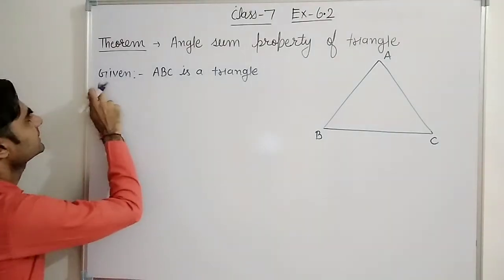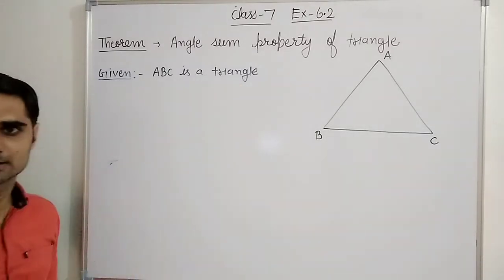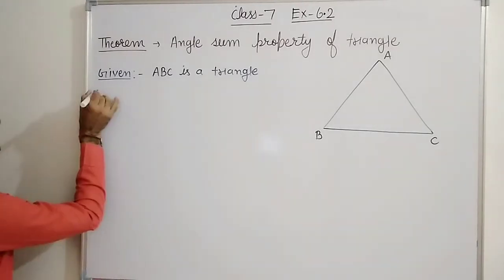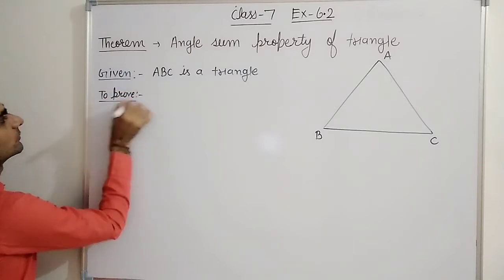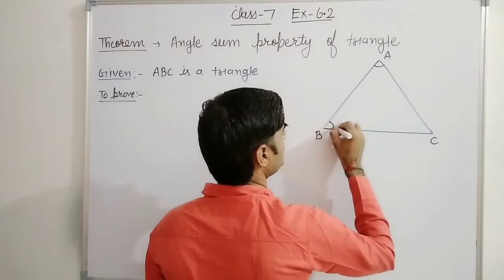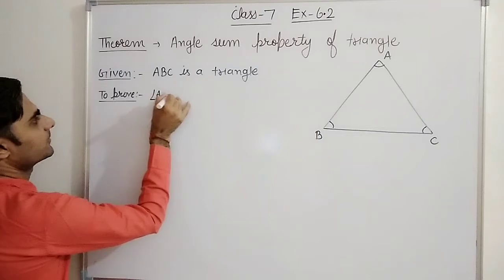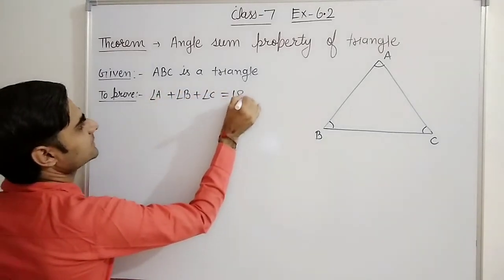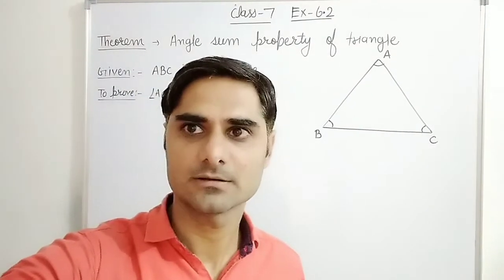So what is given here? We have written here what is given: ABC is our triangle. After that we will write what to prove. We want to prove that the sum of all interior angles, like this A, this B and this C, so angle A plus angle B plus angle C is equal to 180 degrees. We want to prove the same here.